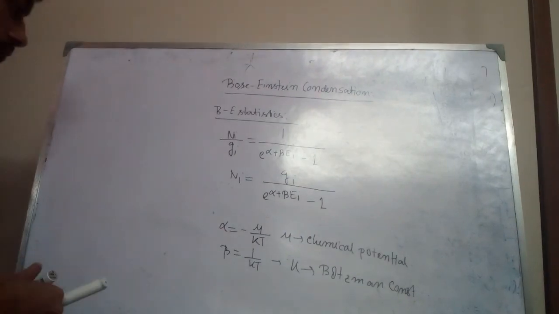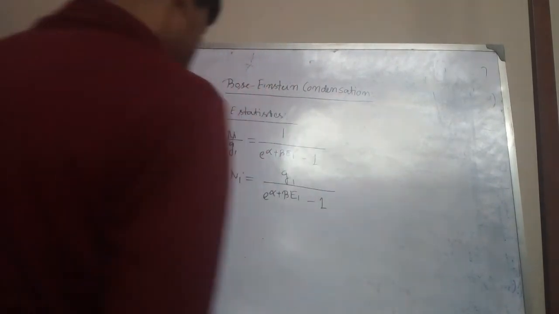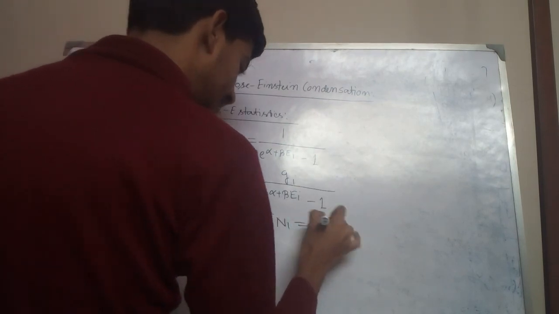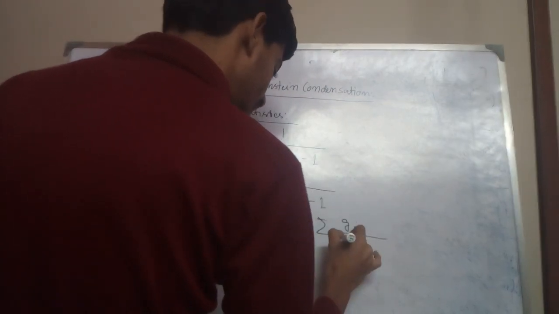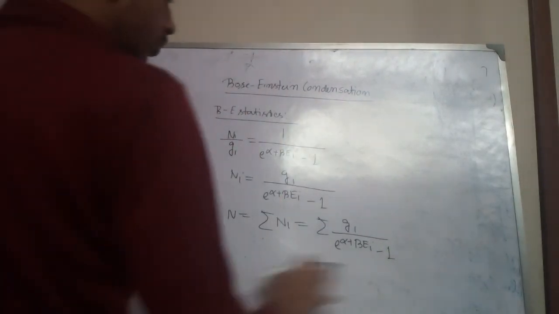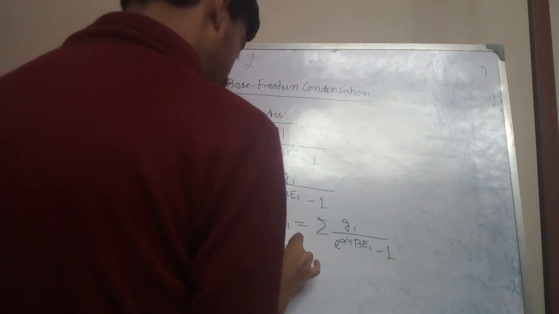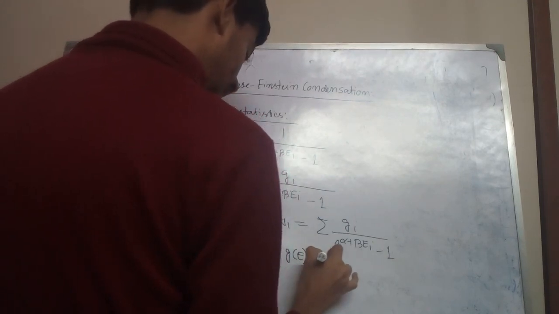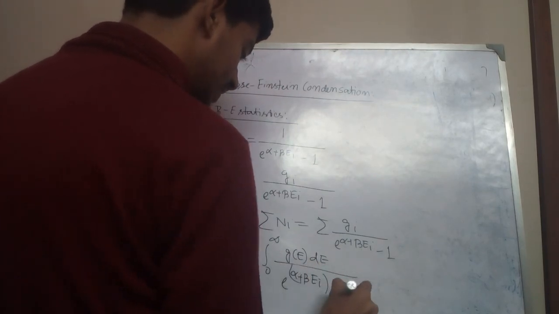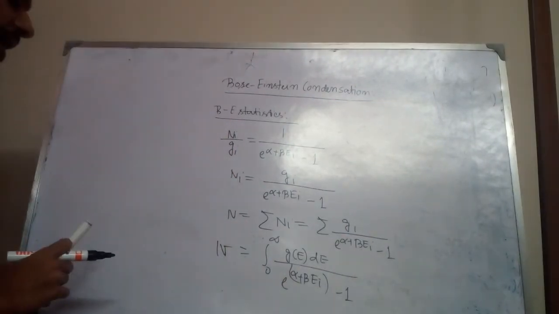If we want to calculate the total number of particles, we just sum over this. So N is the sum over Ni, that is Gi by e to the power alpha plus beta epsilon i minus 1. This is the total number of particles. If we convert into integral form, it is the integral from 0 to infinity of G(e) dE by e to the power alpha plus beta epsilon minus 1. We want to calculate the total number of particles N.